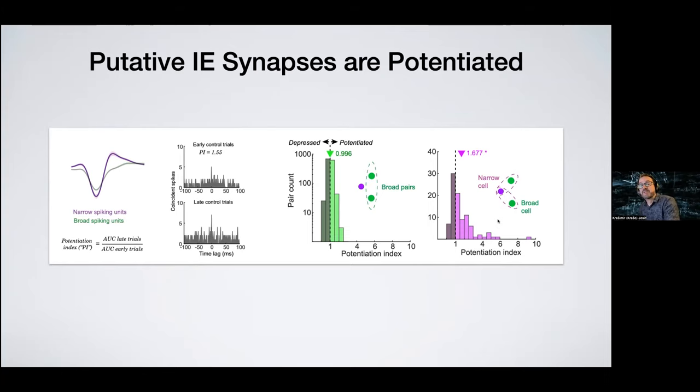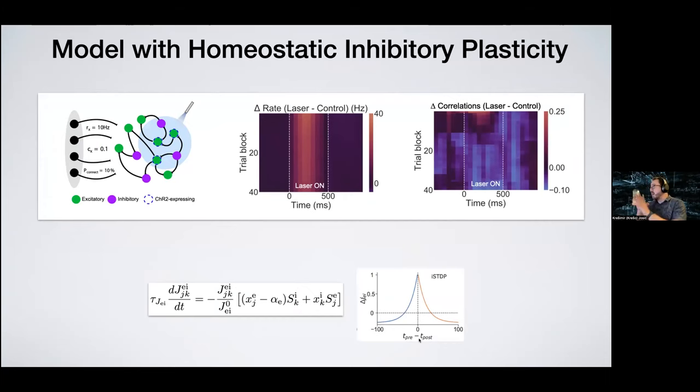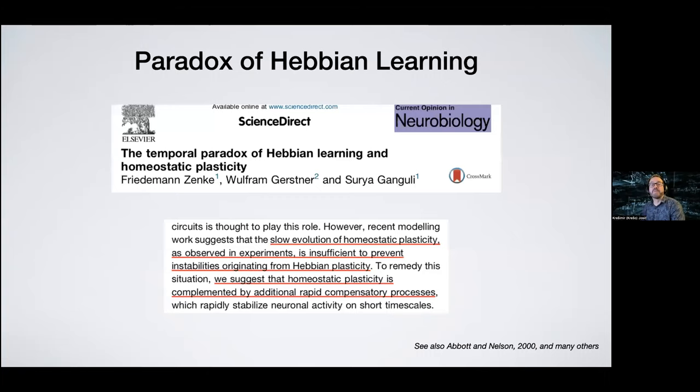And that's also what you get in these networks. When you look at these networks one by one, it's not all the inhibitory inputs that get potentiated, because of the heterogeneity in the network. Some of them are potentiated, some of them are not. So this is very similar to the type of behavior that you actually see in the network itself, right?